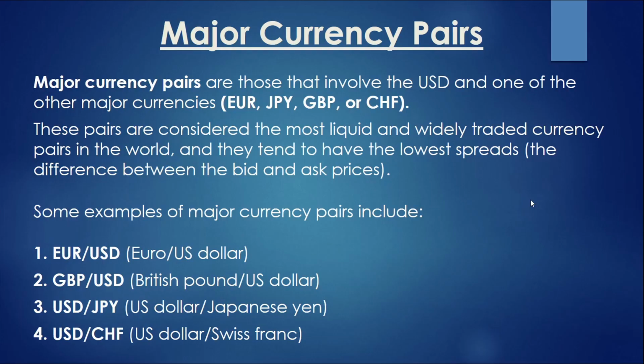What are the major currency pairs? Major currency pairs are those that involve USD. If you find any currency pair that involves USD, that will be a major currency pair. The major currency pairs include the euro, JPY, GBP, and CHF. These pairs are considered to be the most liquid and traded currency pairs in the world, right? And they tend to have the lowest spreads.